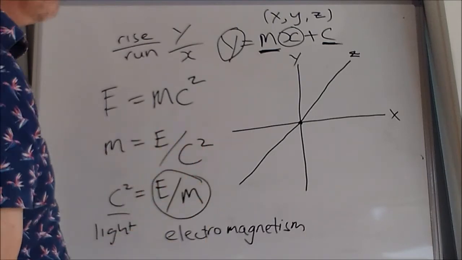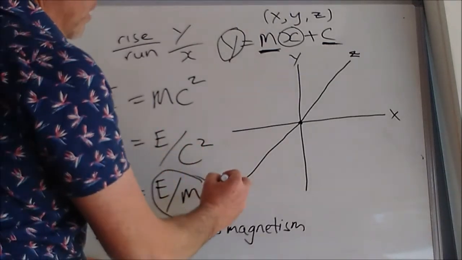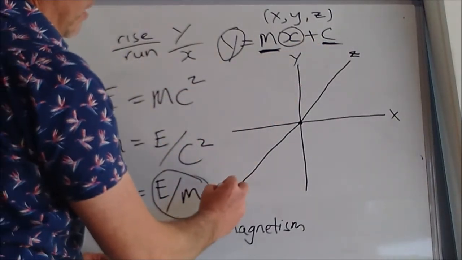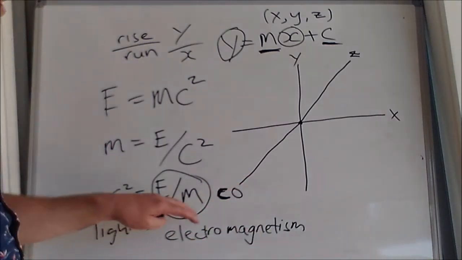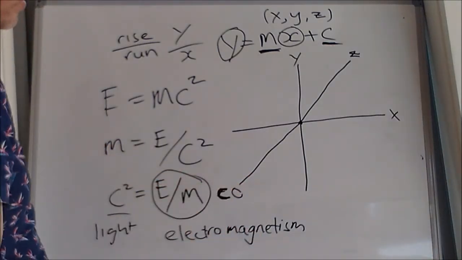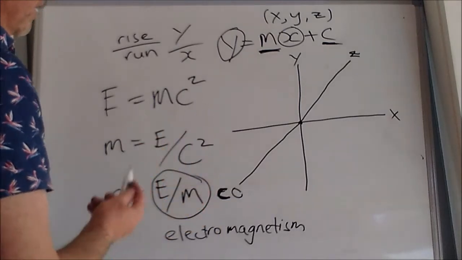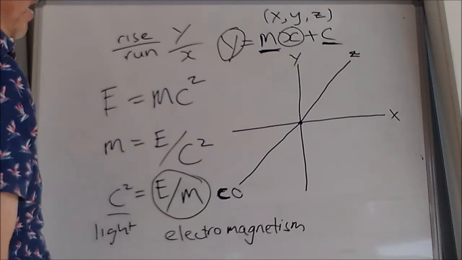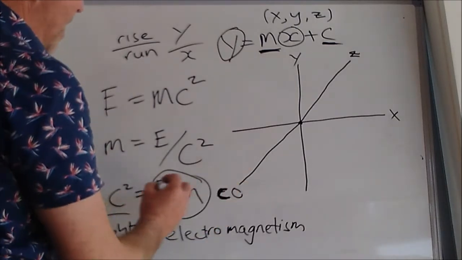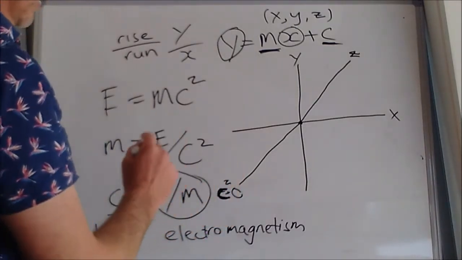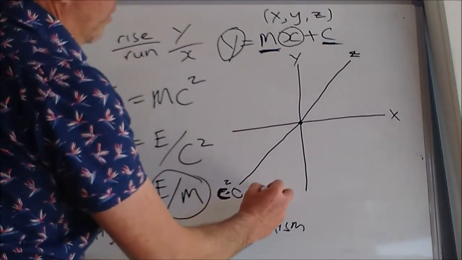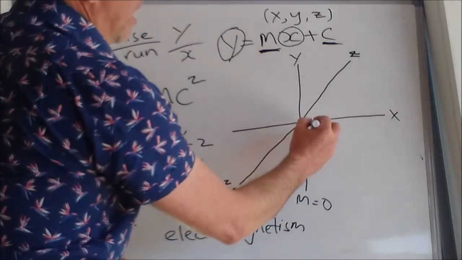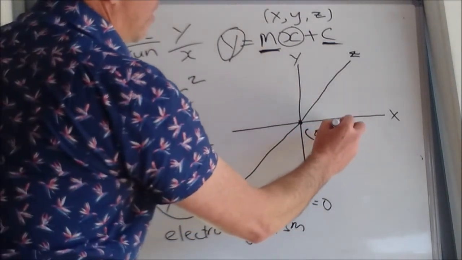So I assumed that C is 0 in this. When C is 0, what happens? Well, E has to be 0 and M has to be 0. So when C squared equals 0, E equals 0 and M equals 0. So at this point here we have 0, 0, 0.